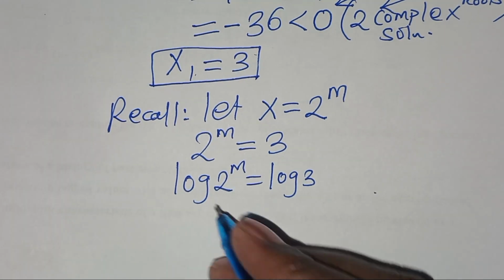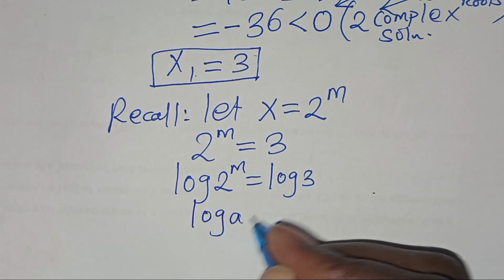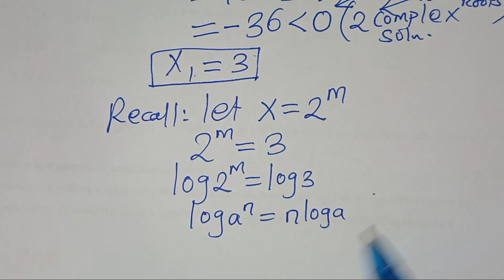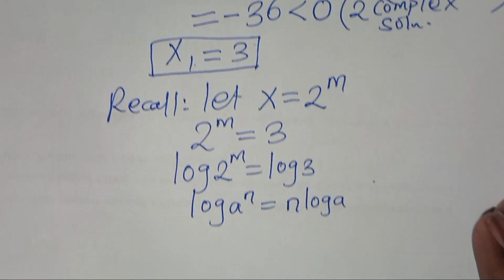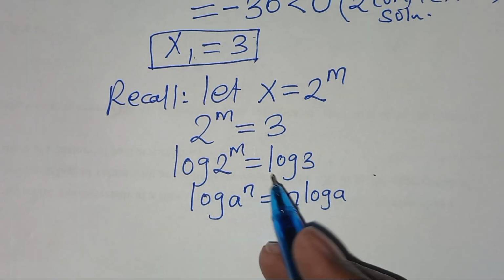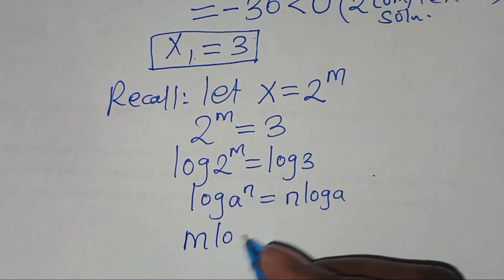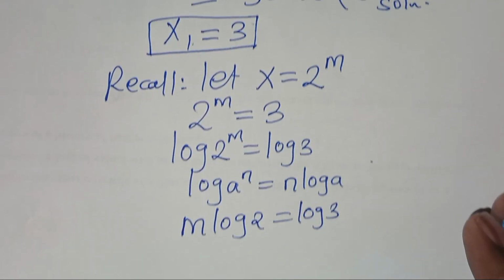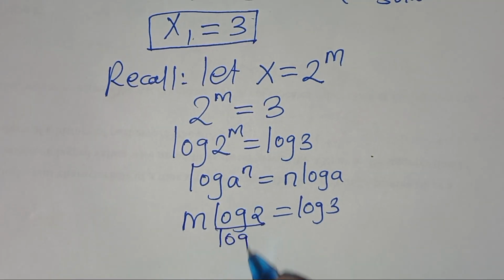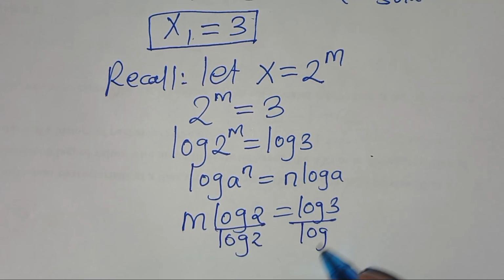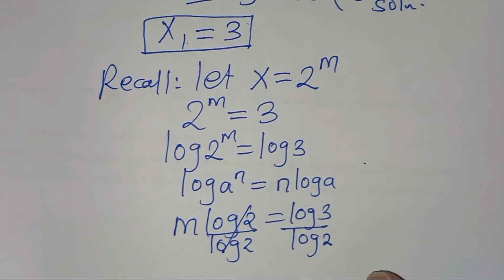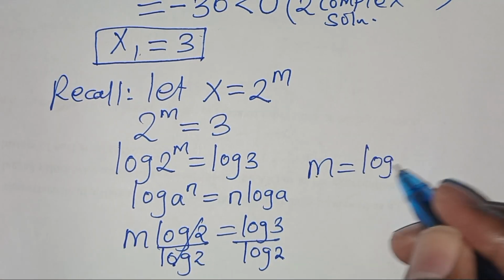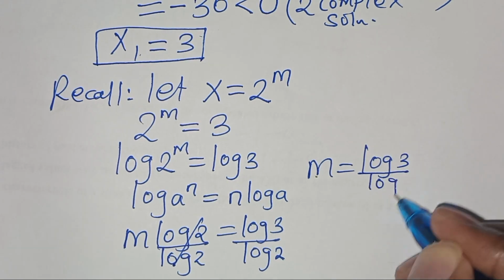So log 2 to power m is in the form of log a to power n, which you can express as n log a. This is the power rule property of logarithm. So log 2 to power m can be expressed as m log 2, and this is equal to log 3. So let's divide both sides by log 2, so that now the value of m is equal to log 3 divided by log 2.